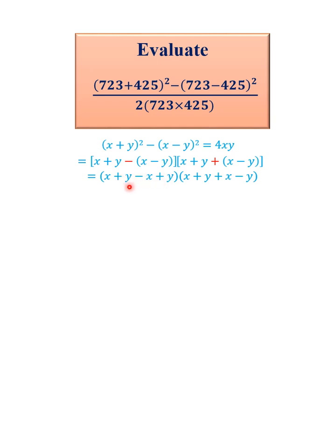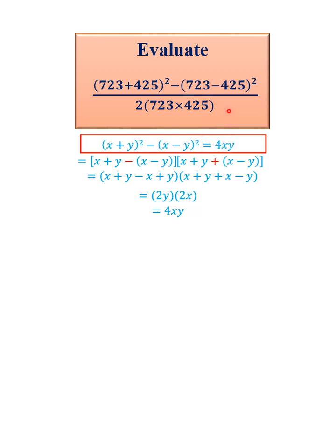So on this bracket you now have x minus x, that becomes 0, and you will be left with y plus y. So on this bracket you will be left with 2y. On the second bracket, y minus y is 0, and you'll be left with x plus x, and that is 2x. 2y times 2x is definitely 4xy. So we have successfully proven that x plus y squared minus x minus y all squared is equal to 4xy.